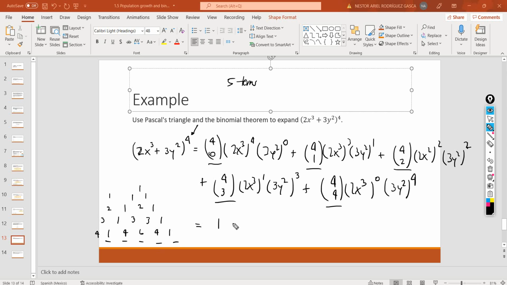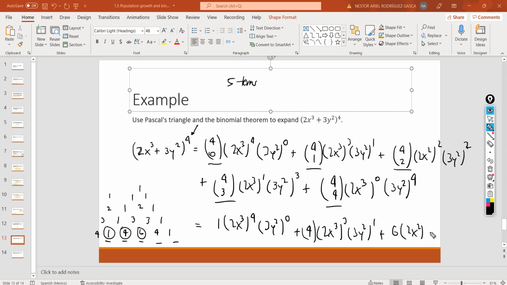So it's going to be 1, 2x to the cube, to the 4, 3y to the square, to the 0, plus 4 choose 1, which is going to be 4. There you go. 2x to the 3, to the 3, 3y to the square, to the 1, plus 4 choose 2, which is this one, 6. We have already covered this. And so you just keep doing this, guys, right?